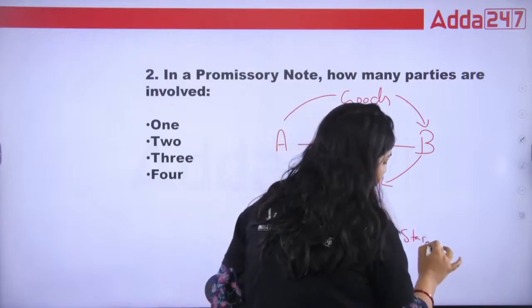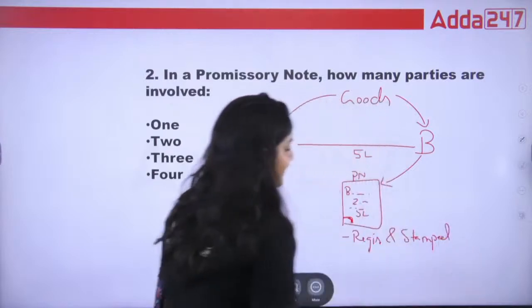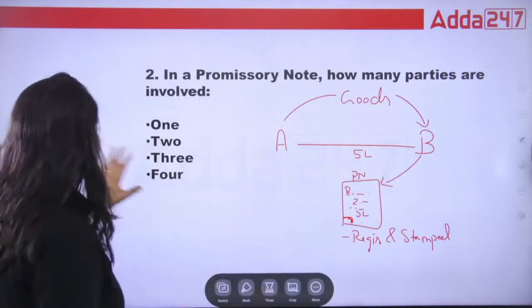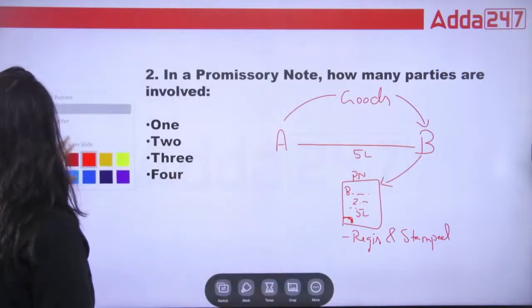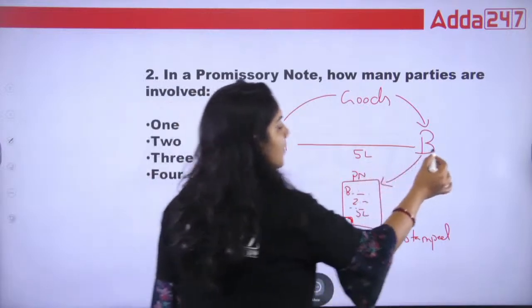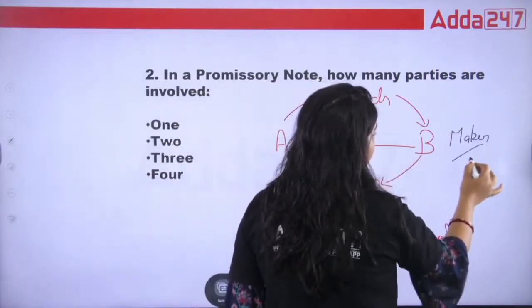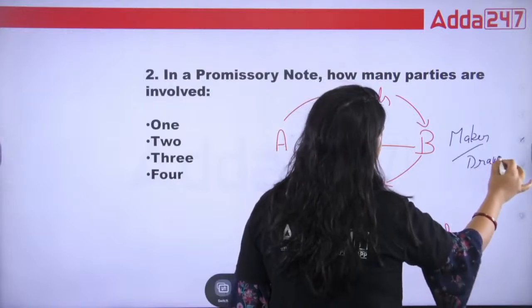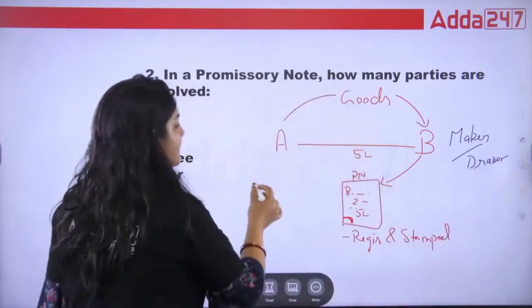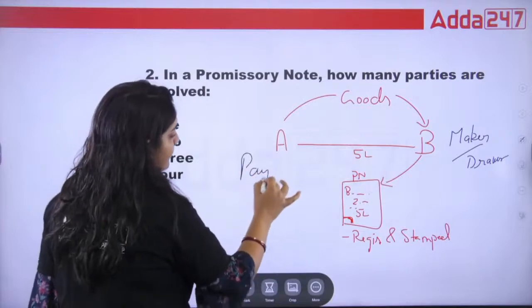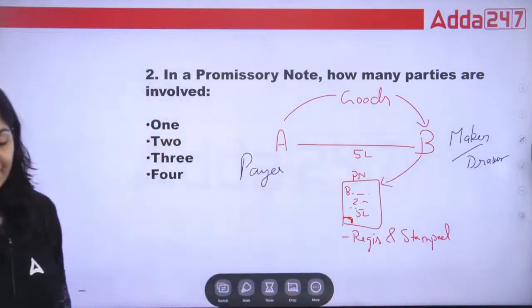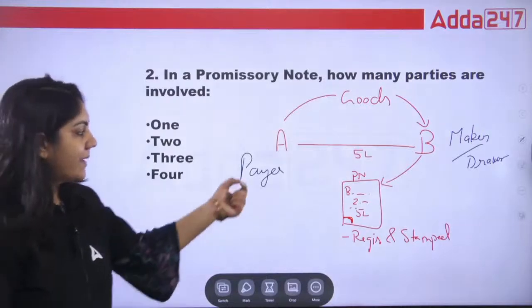This should be registered and class stamped, right? So in that case, you can say B is what? B is the maker of the instrument. The maker you also call the drawer, and A is called the payee of the instrument.